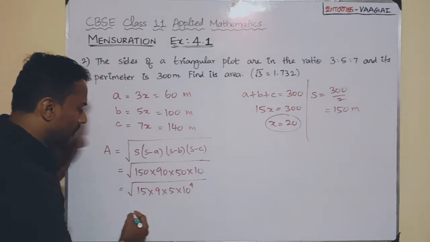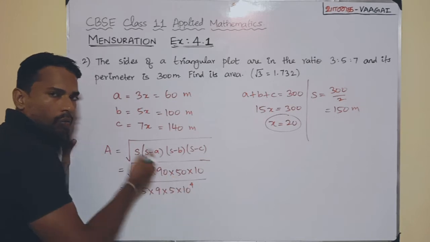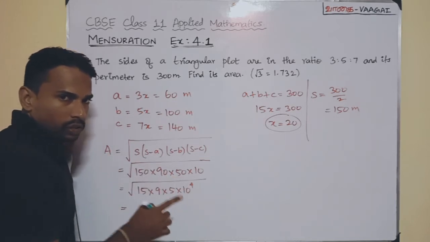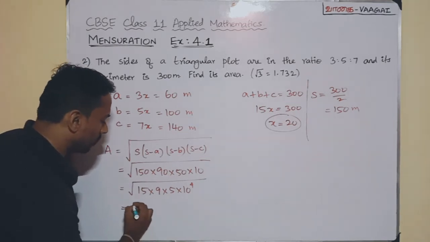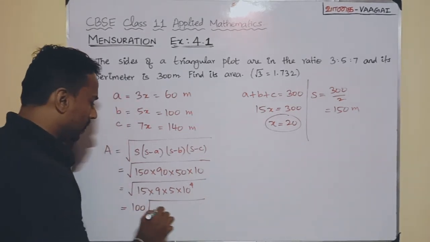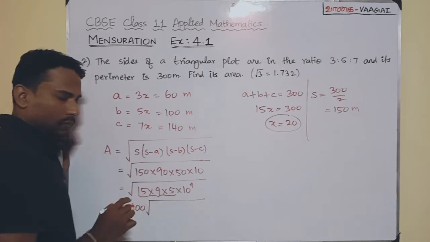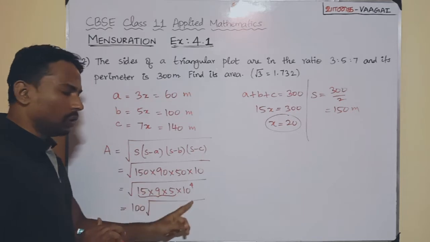Now first I will remove this 10 power 4 out of the square root. Now 10 power 4 is 10,000. When you take square root of 10,000, it will be nothing but 100. So I will simply have 100 into square root of, and now I will be having only these three numbers inside the square root. I hope you understand this.